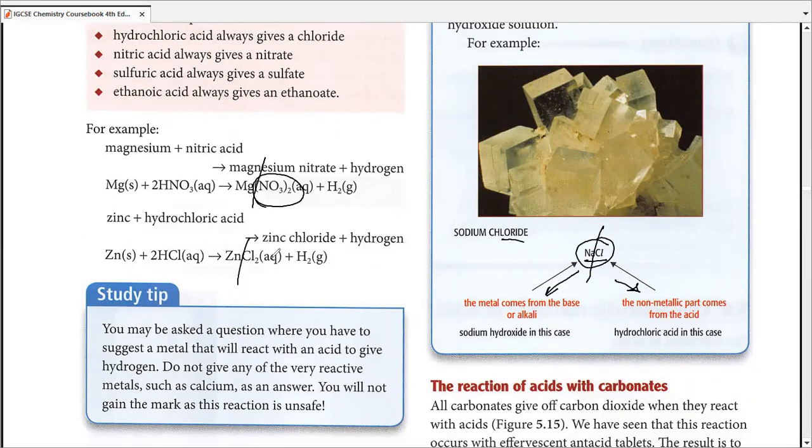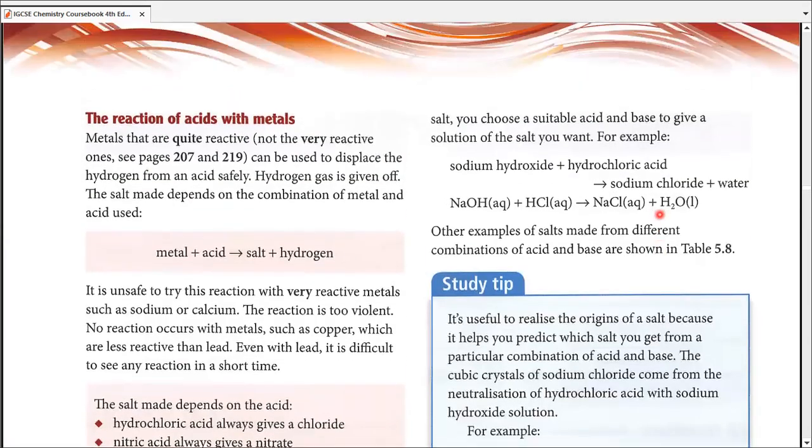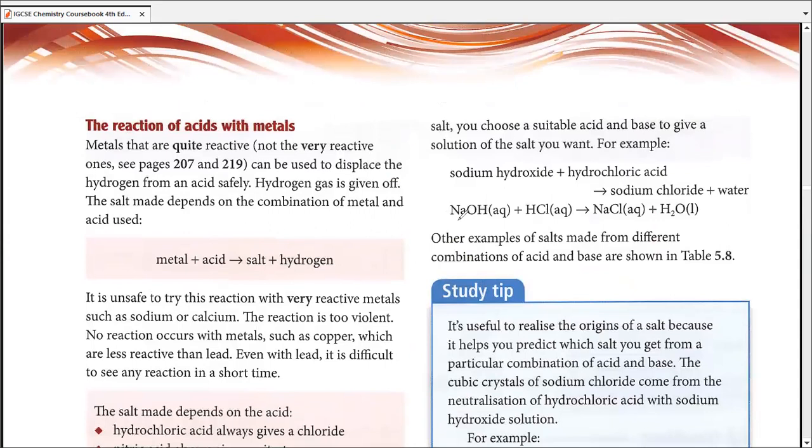The negative part comes from the acid, in this case nitric acid, because it's the nitrate part. This comes from, however, this is a reaction with the metal. This comes from the base or alkali. Let's take examples of those ones, exact reactions. Take a look over here.